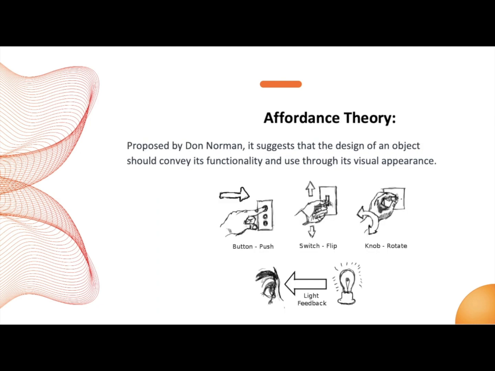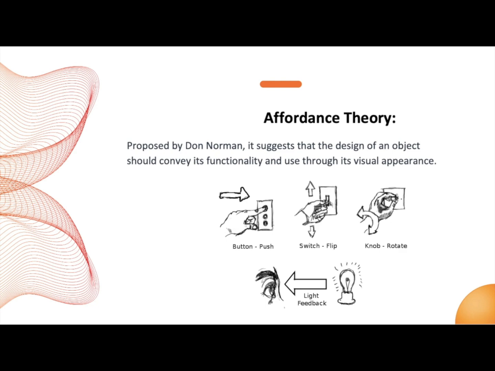Next is affordance theory. It is a very interesting one. It was proposed by Don Norman, and it tries to convey that whenever you are designing an object, the shape of the object, the visual appearance, the color, the font, the icons, anything, try to keep it in accordance with the real world or with that component's functionality or feature. If you have a switch at home, you by default know that you can flip that switch on or off. You don't need any learning or guidance on how to use that switch.